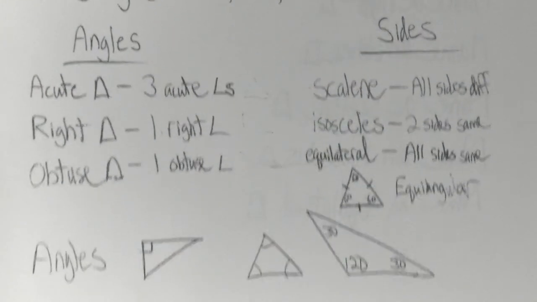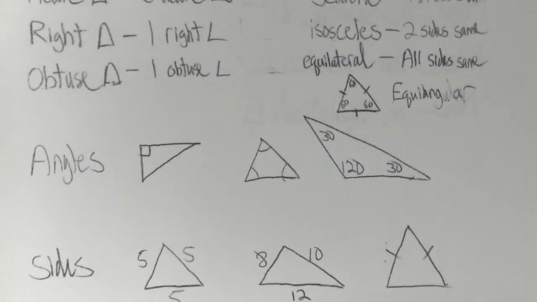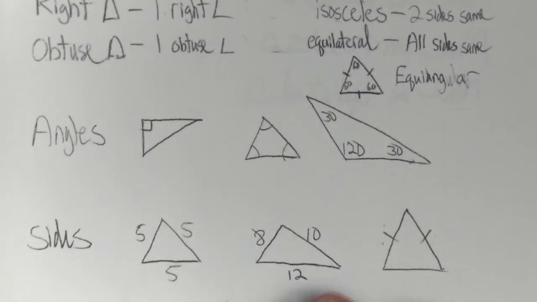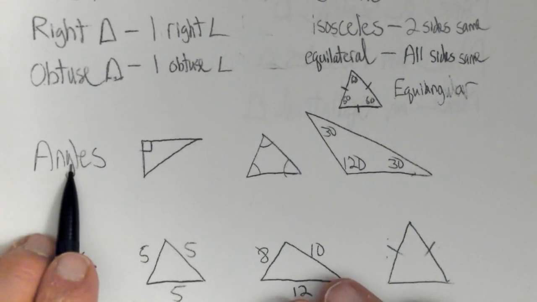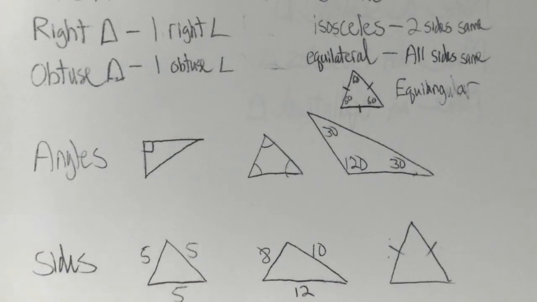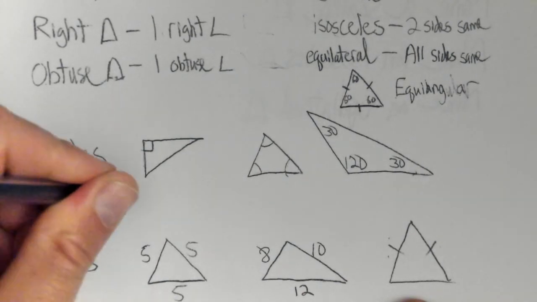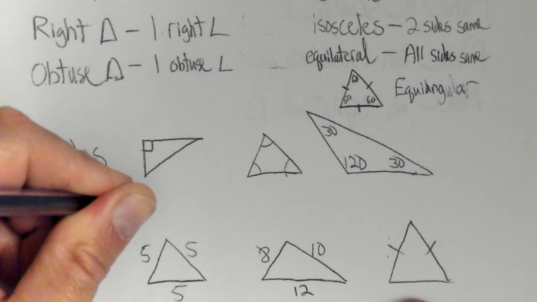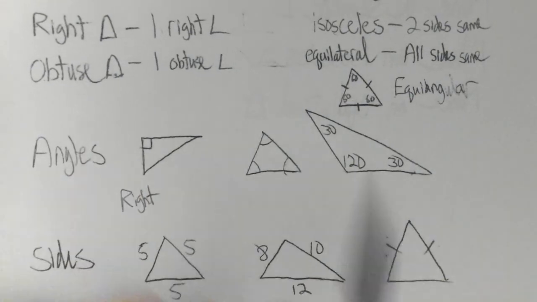Now we want to practice classifying these triangles. Based on what we see here, we want to classify this triangle by the angles. If I look here and I see a right angle, that is a clue to me that this is a right triangle. Right triangle.